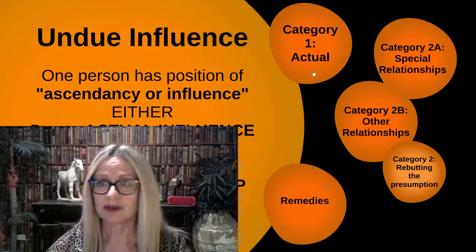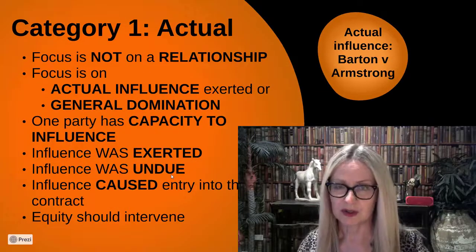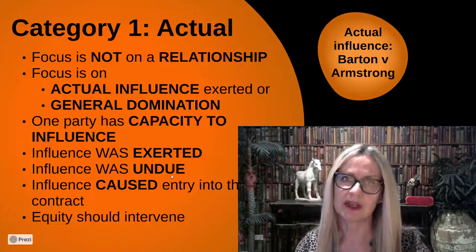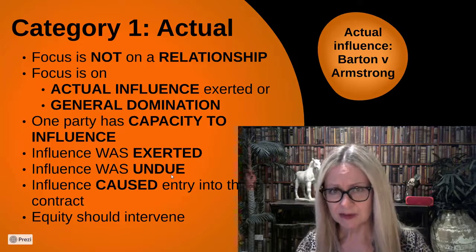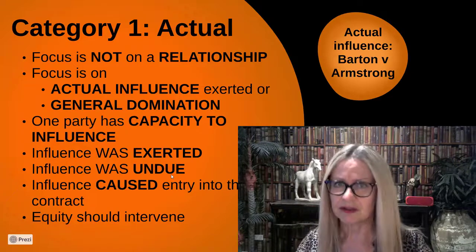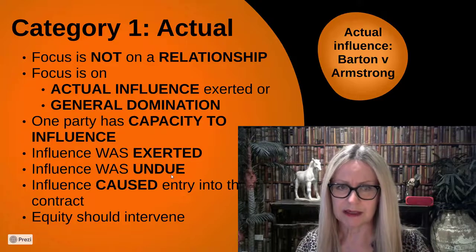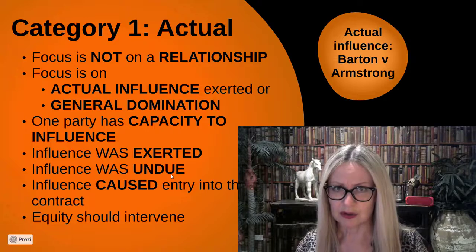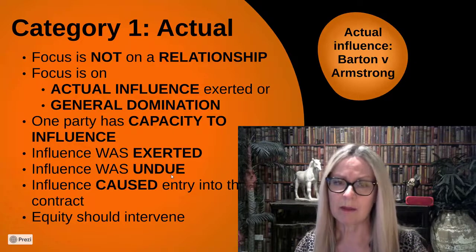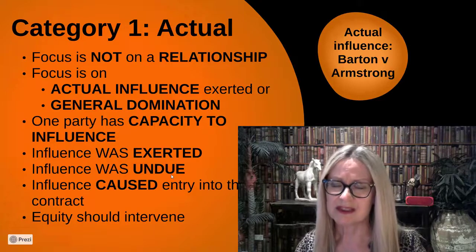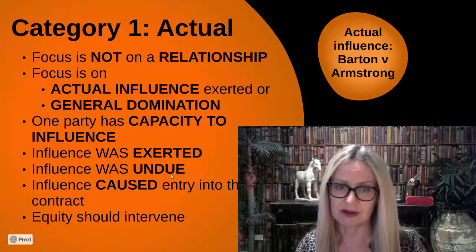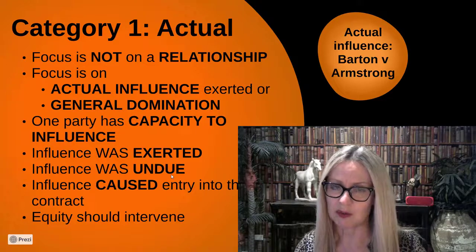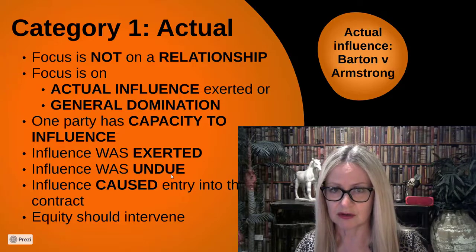Okay, so jumping into category 1. Here the focus is not on a relationship, but the court is really looking at the factual matrix for red flags that might show a circumstance of actual influence being exerted or a situation of general domination by one party over the other party. And if you can step through these elements, then you will hopefully have some success. You need to show that one party has capacity to influence, the influence was exerted, the influence was undue, and the influence caused the entry into the contract. If all of those things are present in the factual matrix, then you might find equity will intervene and declare the contract voidable.